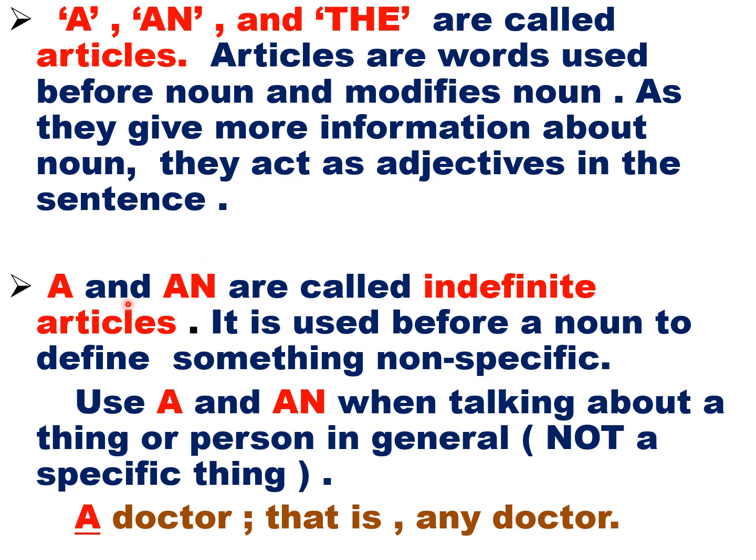A and an are called indefinite articles. They are used before a noun to define something non-specific. They don't show any uniqueness or any specific thing. A and an are used when talking about a thing or person in general. Example: a doctor, that is, any doctor.